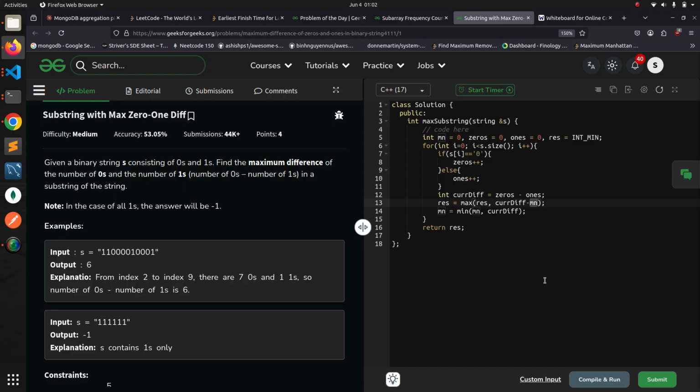The time complexity will be big O of n, because we are using just one loop, and the space complexity will be big O of 1, because we are not using any external space.